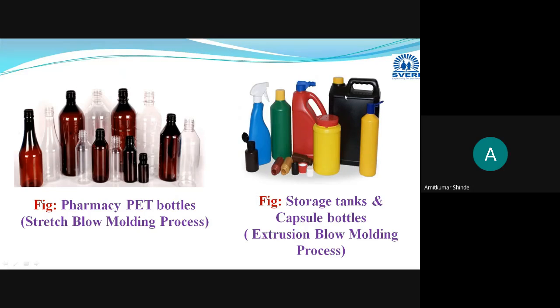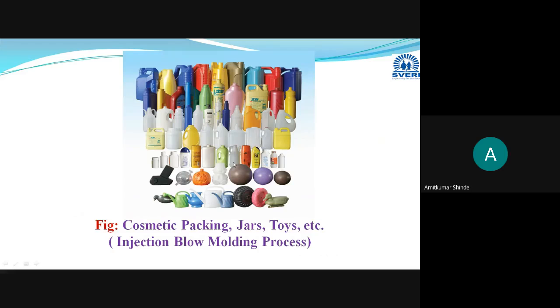When the weight of this component is more than 350 gram, we are using the extrusion blow molding process. Suppose this is the tank: if the weight is more than 350 gram, then we are going to use the extrusion blow molding process, and if the weight is less than 350 gram, then we are going to use the injection blow molding process. And all these cosmetic bottles will be manufactured with the help of the injection blow molding process only.